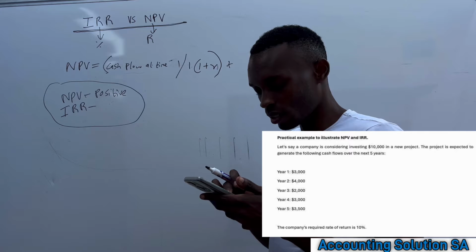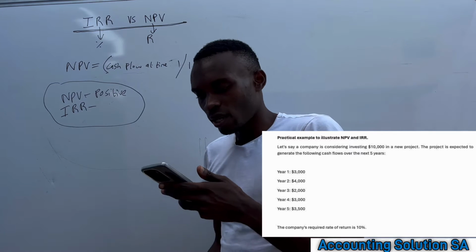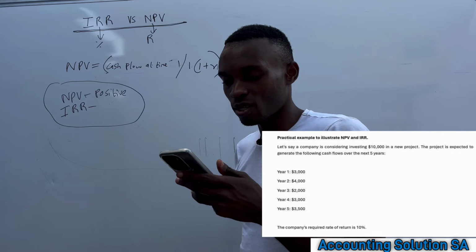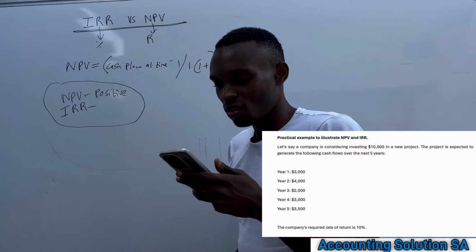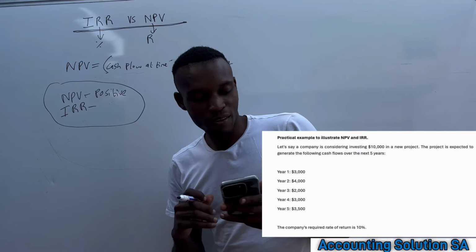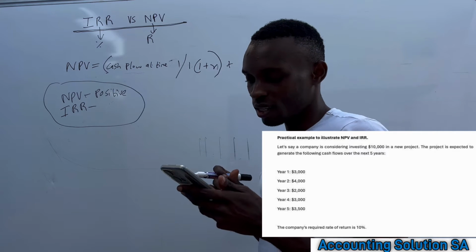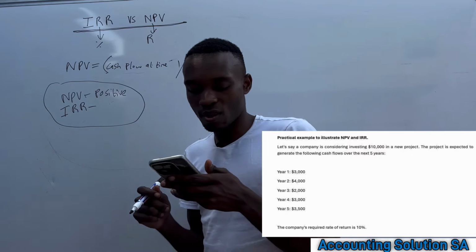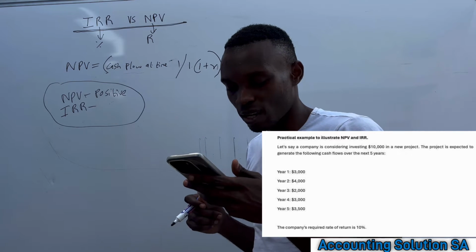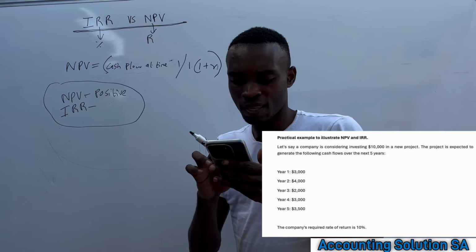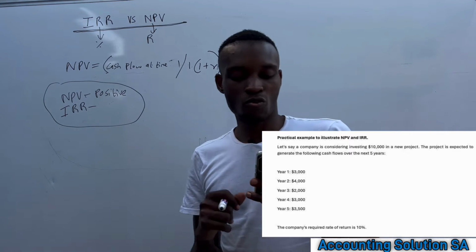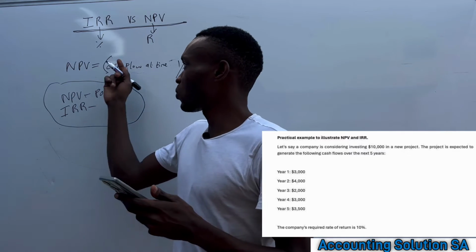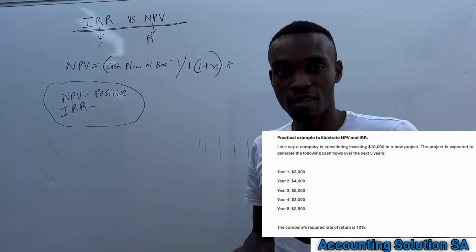The example that they give us says a company is considering investing 10,000 in a new project. The project is expected to generate the following cash flow over the next 5 years. Year 1, we have 3,000. Year 2, 4,000. Year 3, 2,000. Year 4, 3,000. Year 5, 3,500. And the company rate is 10%. So now how are we going to calculate that? Very simple. We are going to use this formula to calculate our net present value.